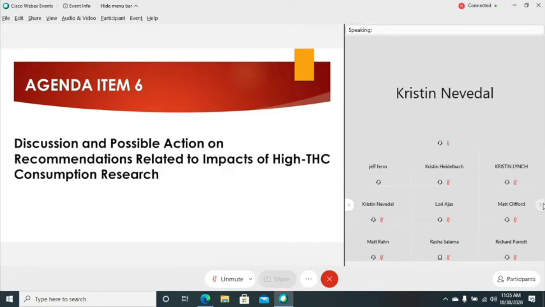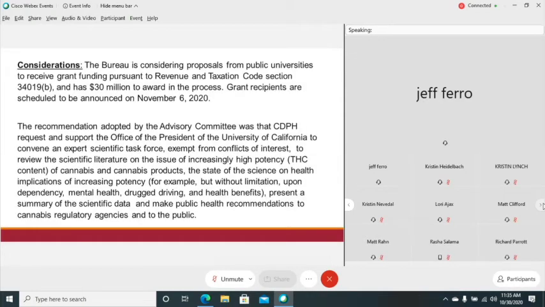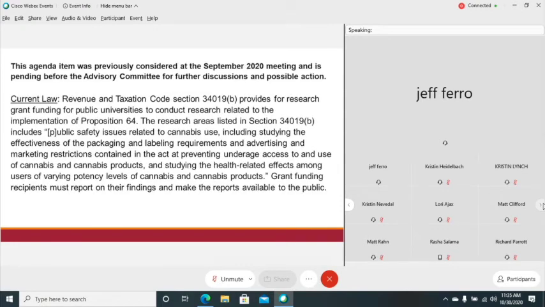Very good. So before we go on to additional discussions, I think it's fair that I read to the committee some of the information and considerations that have been provided by the Department of Public Health. We didn't read into the agenda item 6 and what was presented. This agenda was previously considered in September of 2020 and is pending before the Advisory Committee for further discussions and possible action. On September 25th, the Advisory Committee considered recommendations related to impacts of high THC consumption research, a recommendation that was adopted by the Advisory Committee, and public expressed a concern that the agenda did not clearly indicate that the Advisory Committee may take action on the agenda item, of which we've all already covered today.